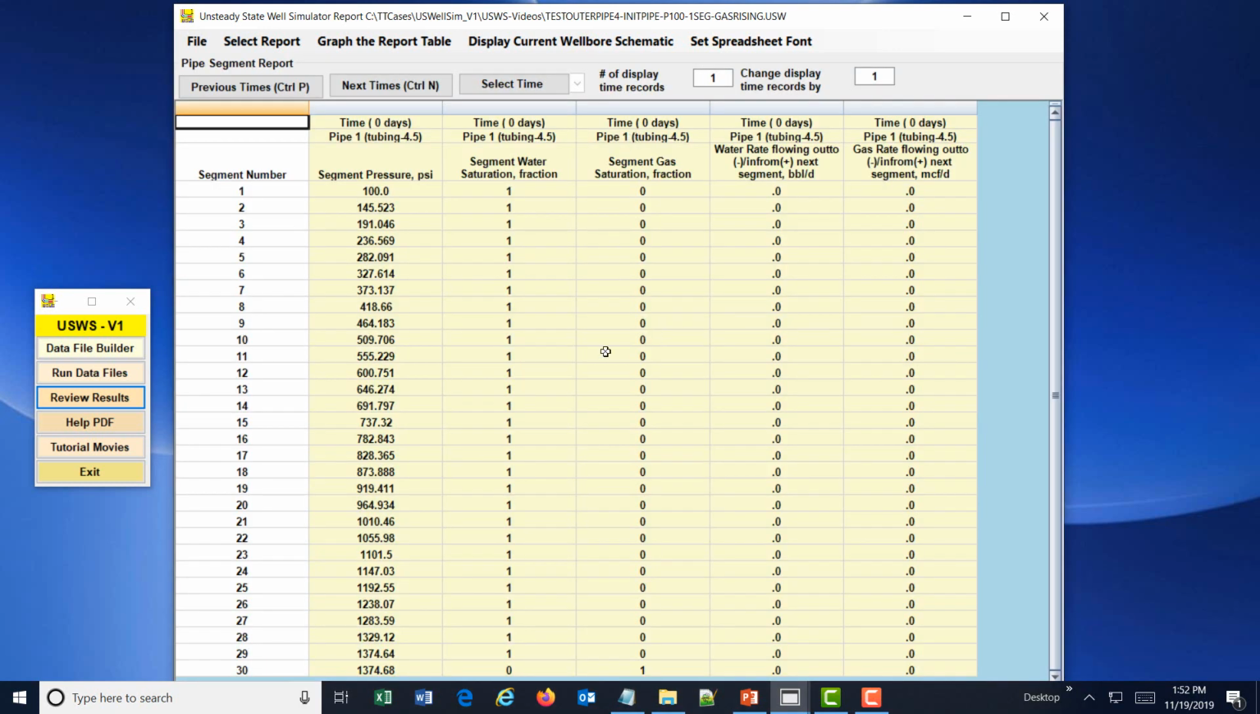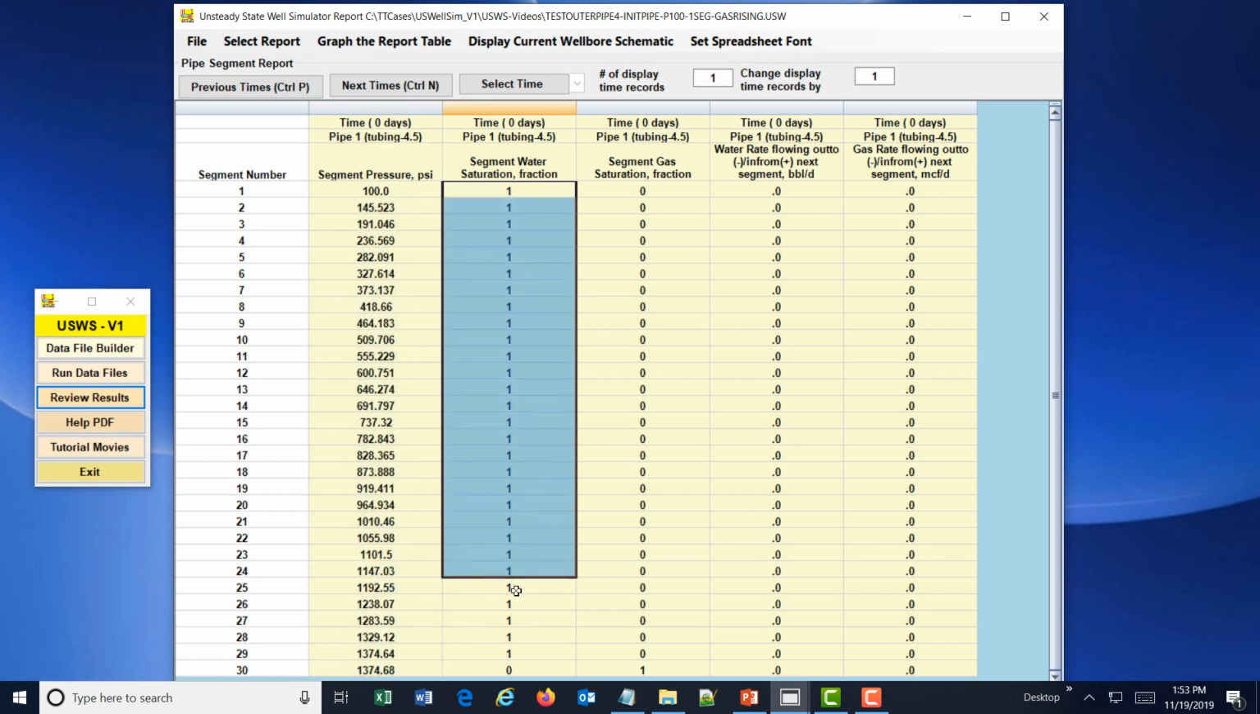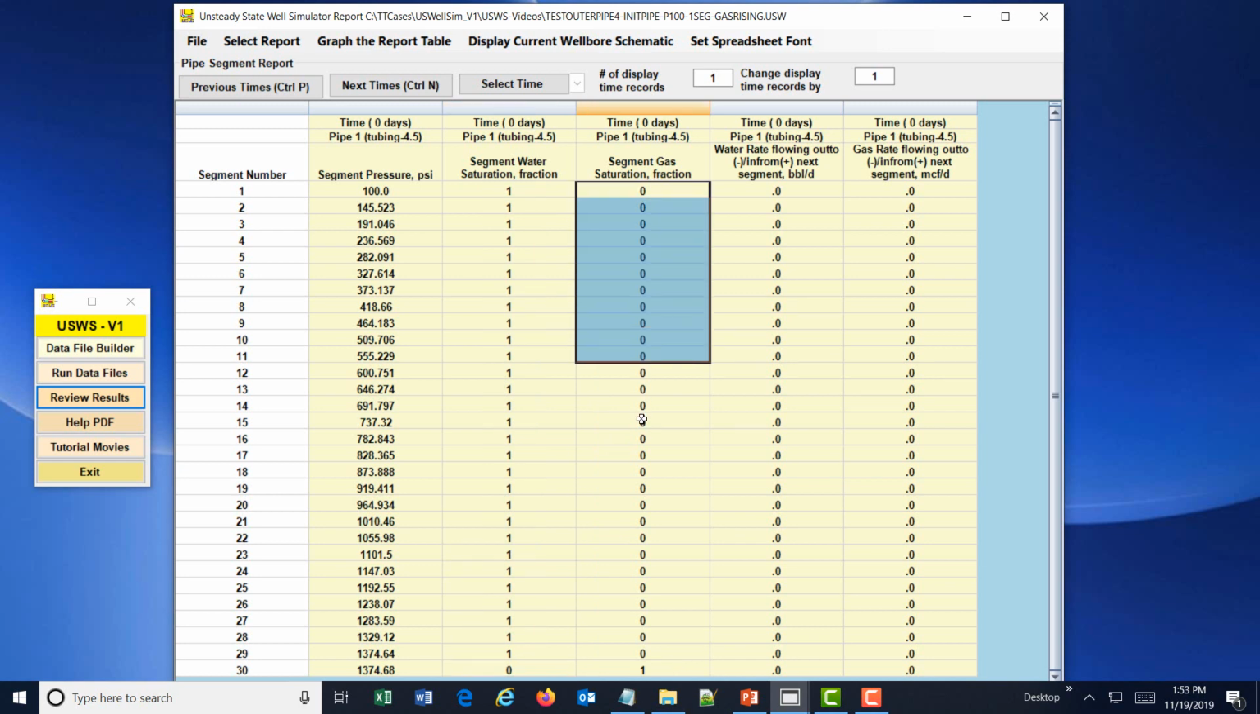And we can see here that we have multiple segments. We have the current time, 0 days, the pipe number, and the segment pressure. These are the calculated pressures of the well segments, and the segment saturation, which shows 29 water filled segments and 1 gas filled segment, and conversely for gas saturation, no gas in the first 29 vertical segments and gas at the bottom segment. And then we will step through time.